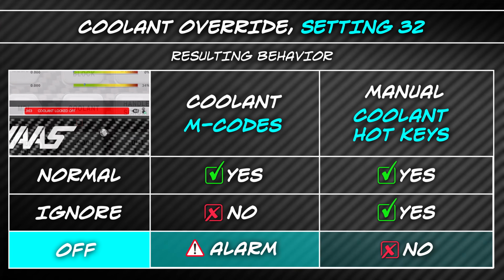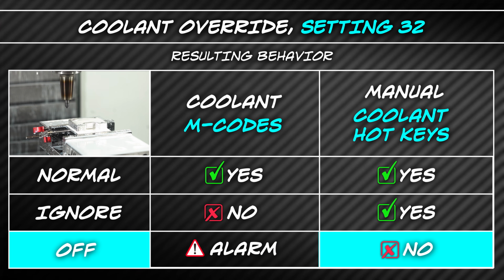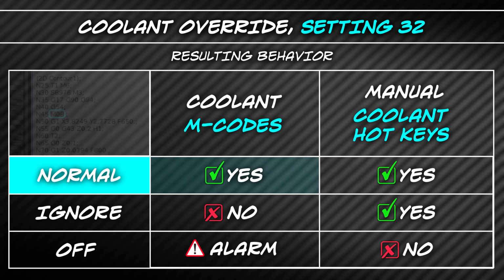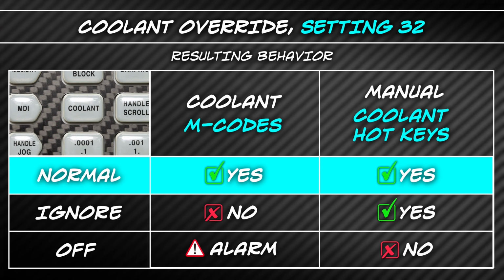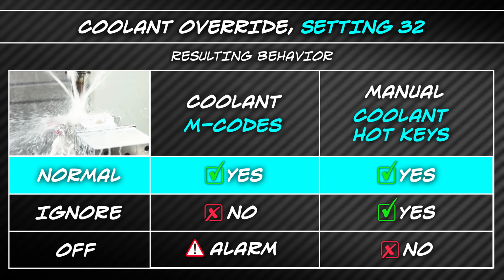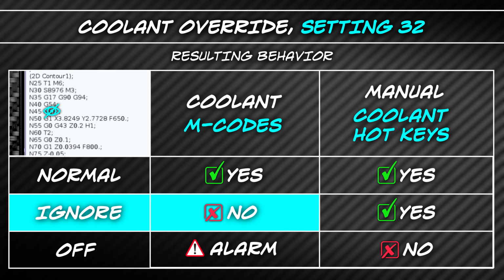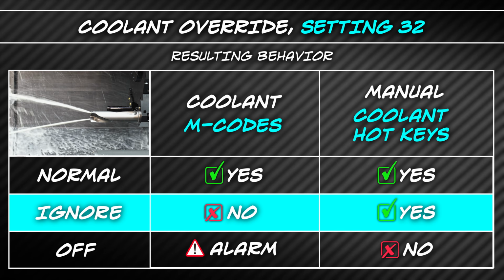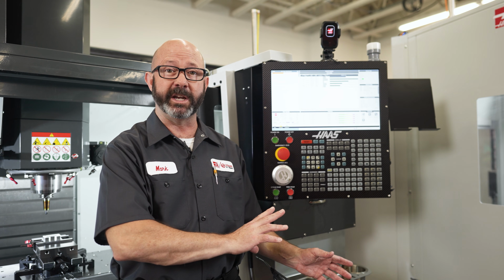Now, trying to turn on coolant manually with a coolant hotkey won't have any effect at all when setting 32 is set to off. Again, when set to normal, we can use both M codes and the manual coolant hotkeys to turn on our coolant. When set to ignore, our coolant M codes have no effect. They are ignored, but our coolant hotkeys still work. Those are the basics, but this setting still holds some secrets.